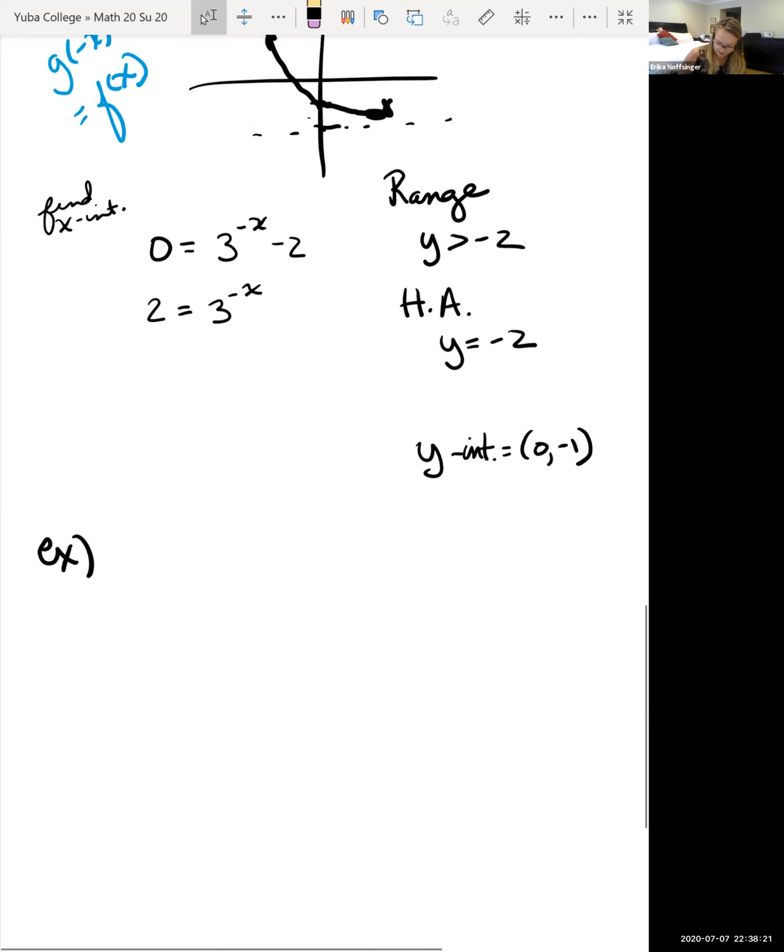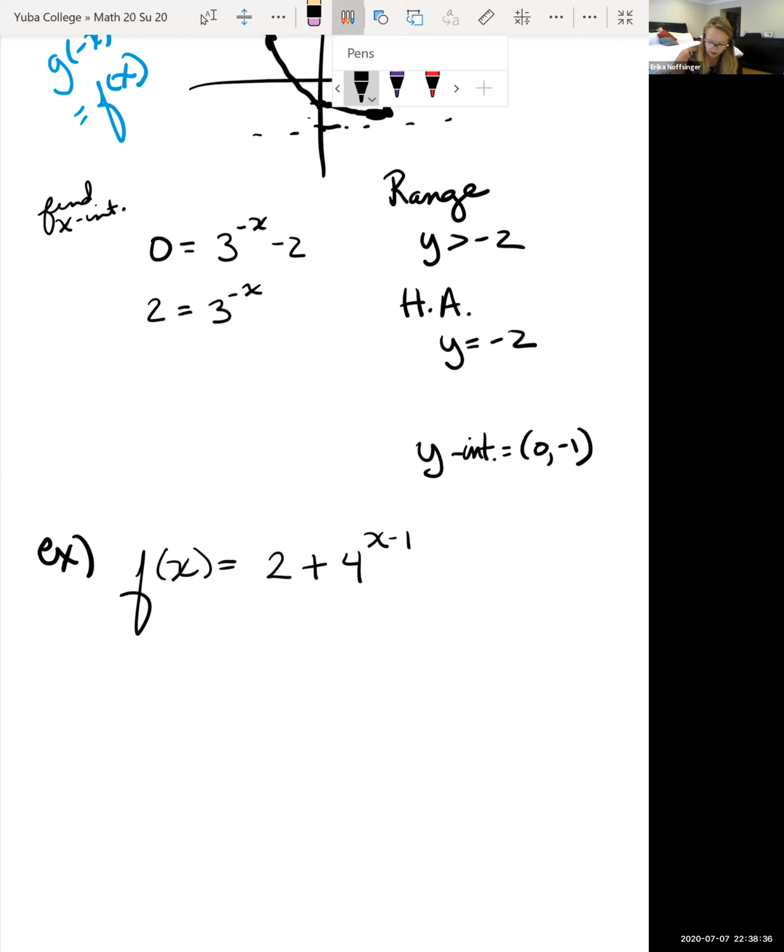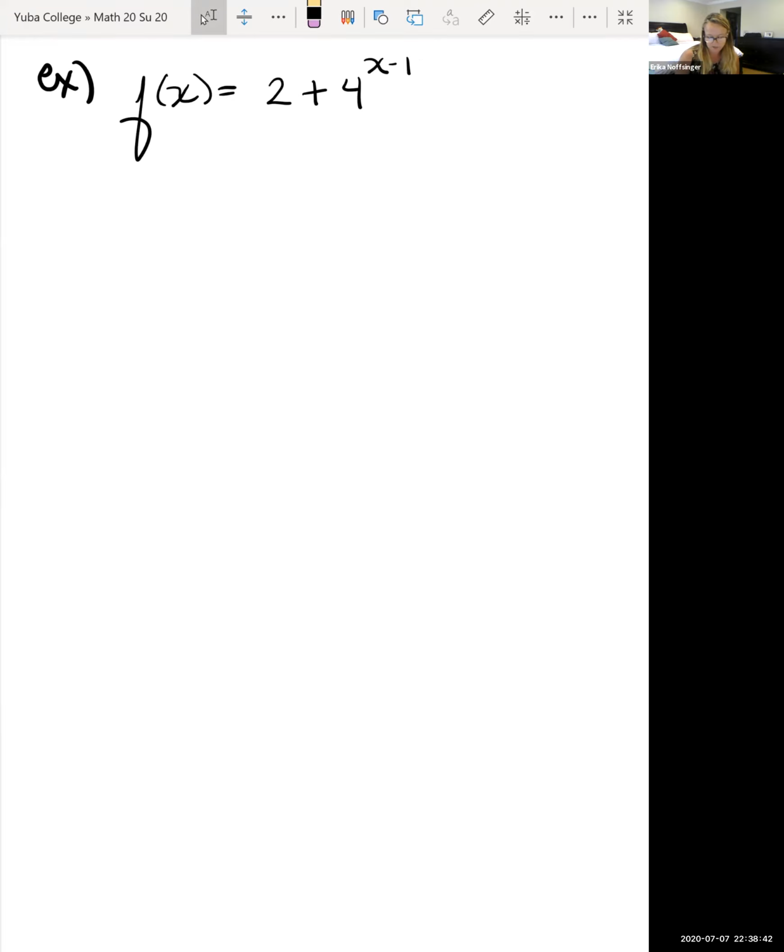So what if it was f of x is equal to 2 plus 4 raised to the x minus 1 power. Here, I notice this is exponential because it's 4 raised to a power. So I know that my parent function, or the general shape that I need to know, is, let's just call it g of x or y, equals 4 raised to the x power. And so we're trying to figure out what that minus 1 is doing to our graph, and what this plus 2 is doing to our graph.